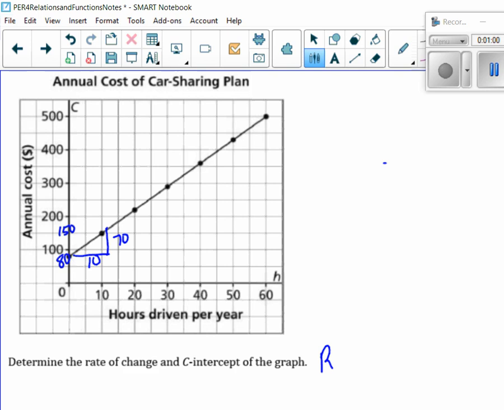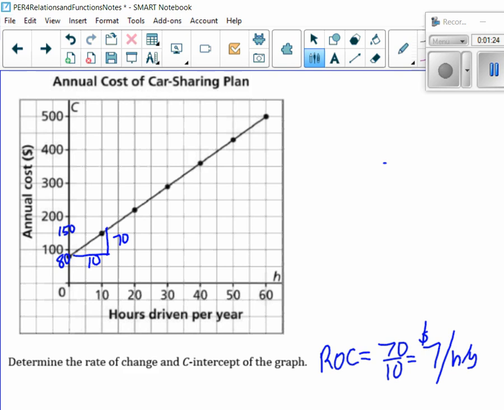So my rate of change is going to be, and it's positive because it's going up to the right, right? So 70 divided by 10, which is 7. And what would that be in units? $7 per, I guess, hours per year, right? $7 per hour per year.